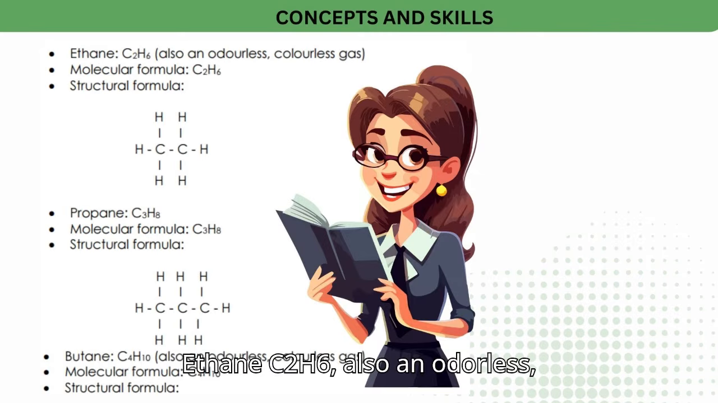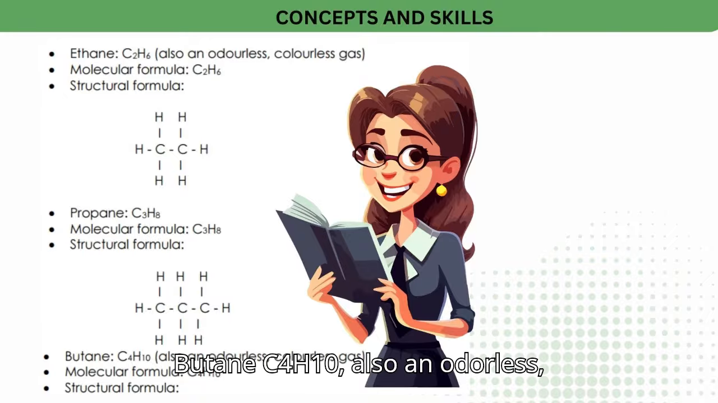Ethane, C2H6, also an odorless, colorless gas. Molecular formula, C2H6. Structural formula. Propane, C3H8. Molecular formula, C3H8. Structural formula. Butane, C4H10, also an odorless, colorless gas. Molecular formula, C4H10. Structural formula.